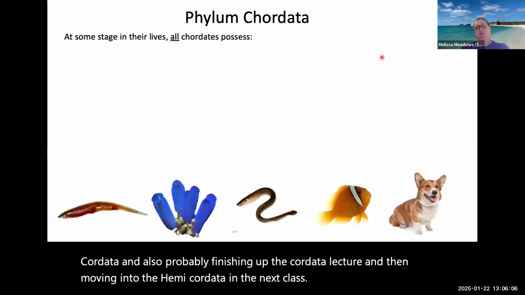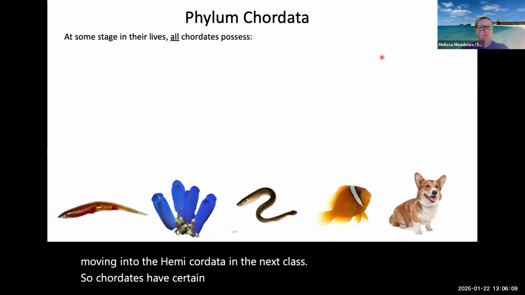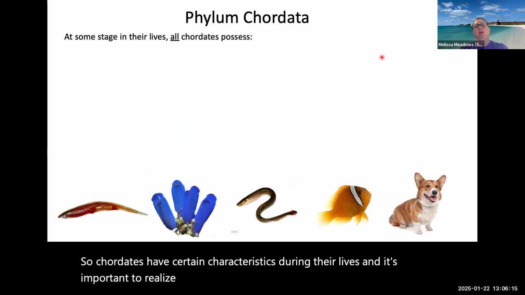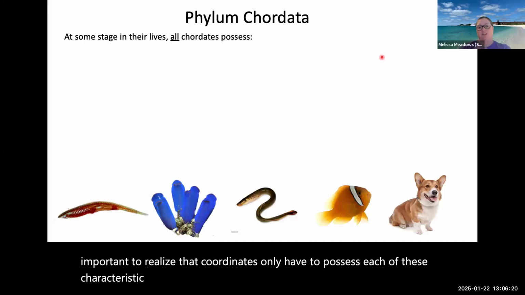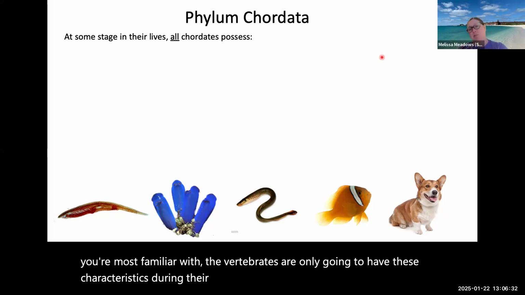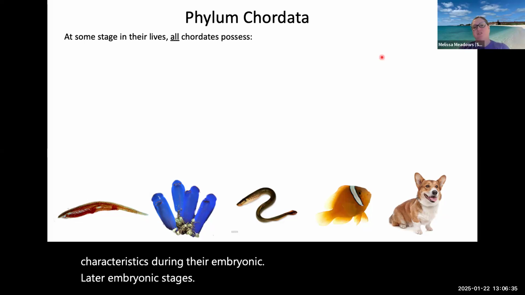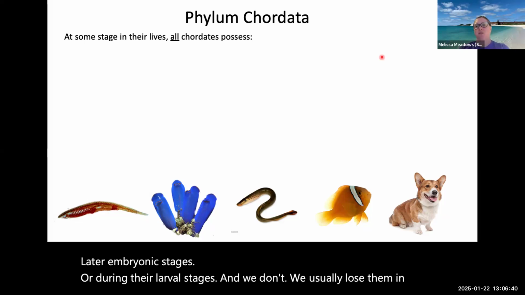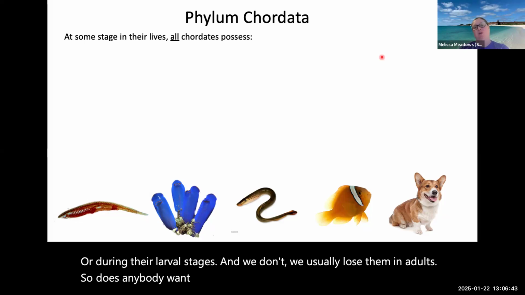So chordates have certain characteristics during their lives. And it's important to realize that chordates only have to possess each of these characteristics at some point during their lives. A lot of chordates that you're most familiar with, the vertebrates, are only going to have these characteristics during their embryonic, later embryonic stages or during their larval stages, and we usually lose them in adults. So does anybody know any of those chordate characteristics?